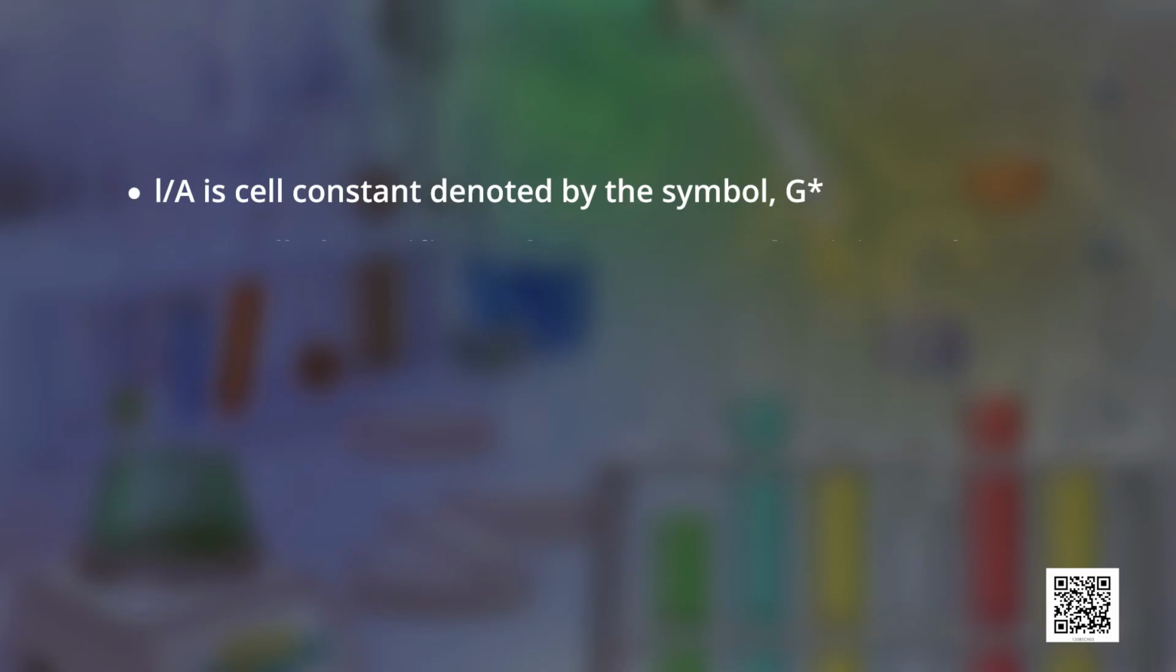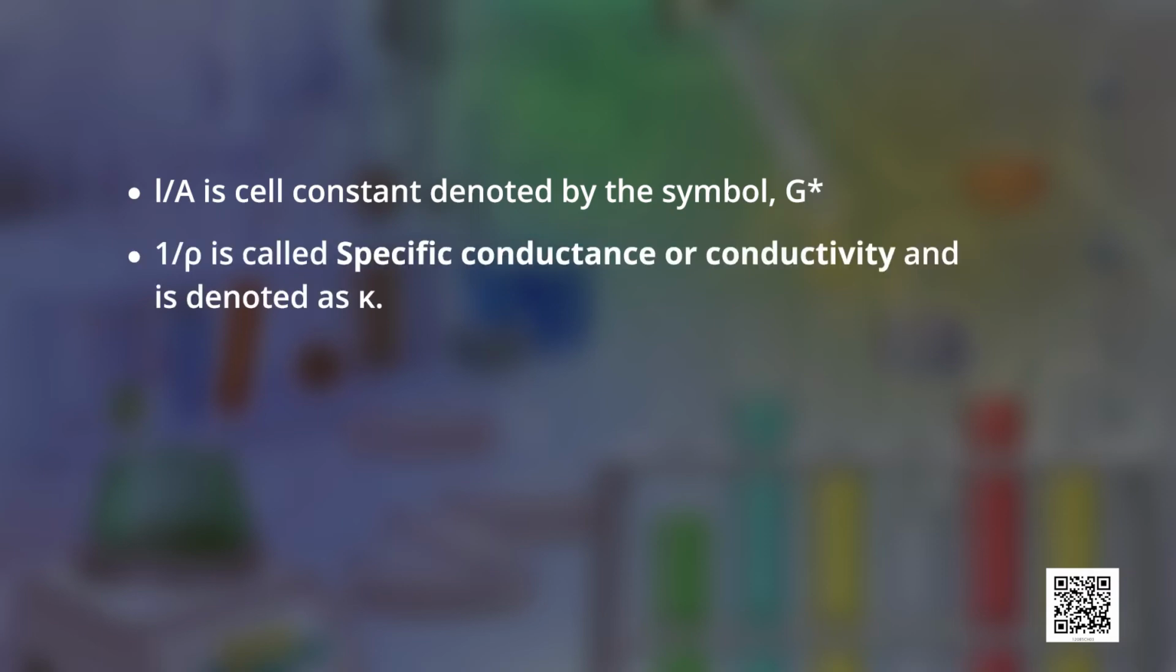From our previous knowledge, we know resistance is directly proportional to length and inversely proportional to cross-sectional area, and rho is the proportionality constant called resistivity. The quantity L by A is called cell constant and is denoted by the symbol G star, and 1 by rho is called specific conductance or conductivity and is denoted as kappa. G is equal to kappa upon G star, or kappa is equal to G into G star.